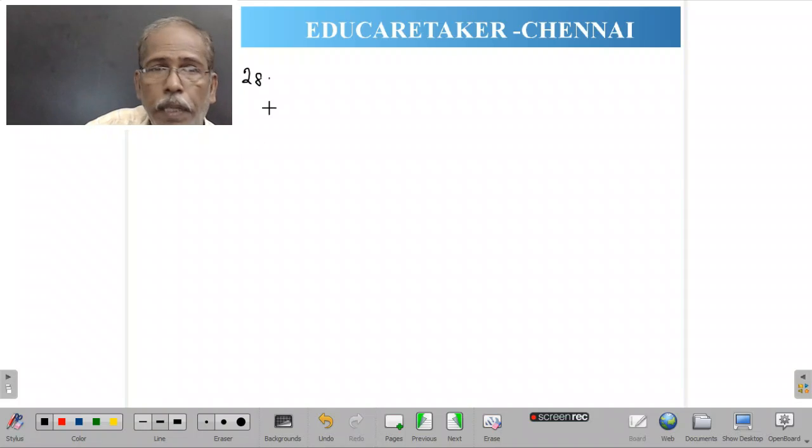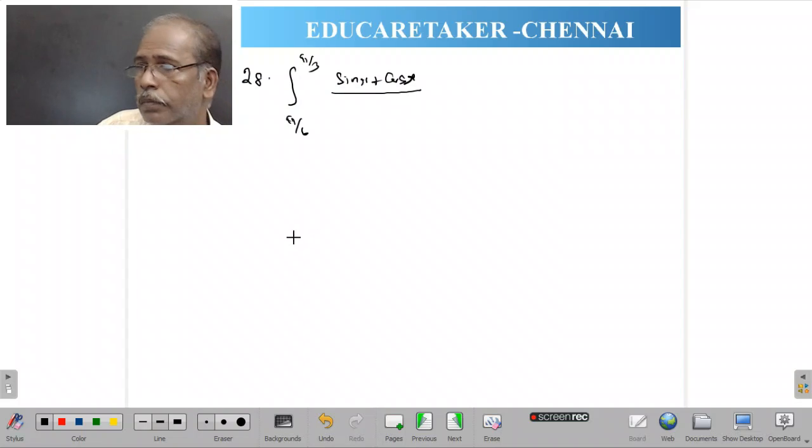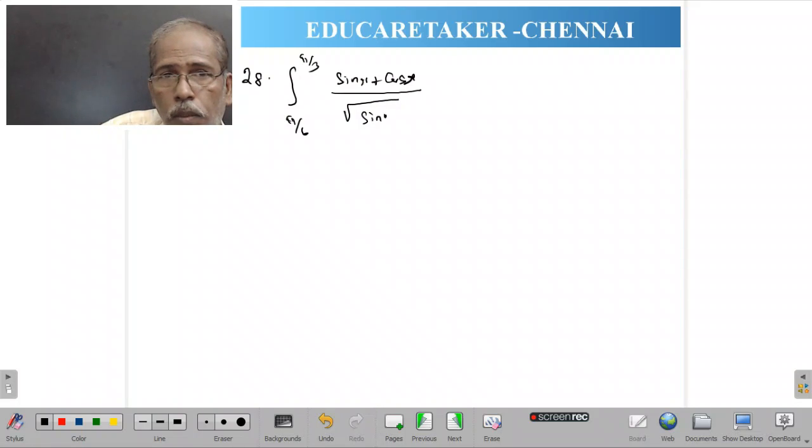Lower limit pi by 6, upper limit pi by 3, sin x plus cos x in the numerator, and the denominator a root of sin 2x. This is another important question.